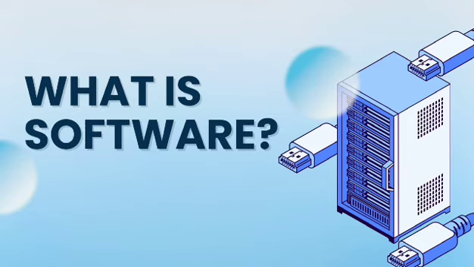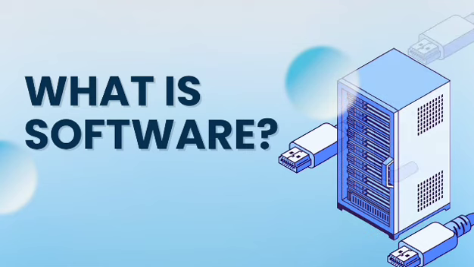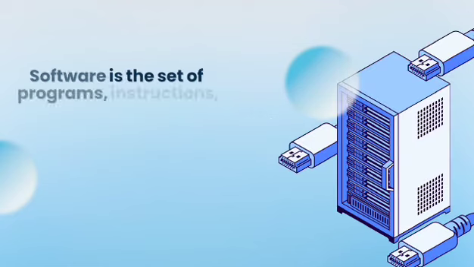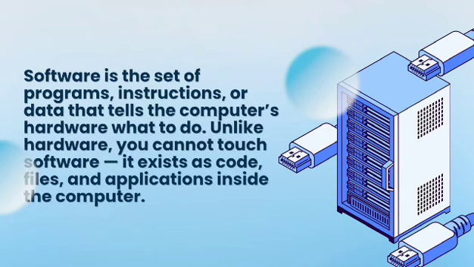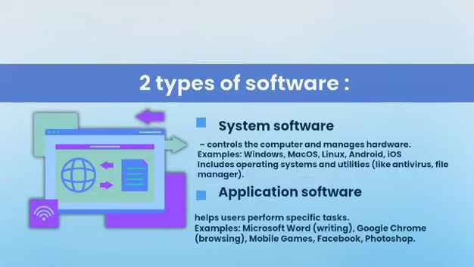Software is different. It's not physical and we can't touch it. Software is the set of instructions or programs that tell the computer what to do. Examples are Microsoft Word, web browsers, games, and operating systems like Windows or Android.